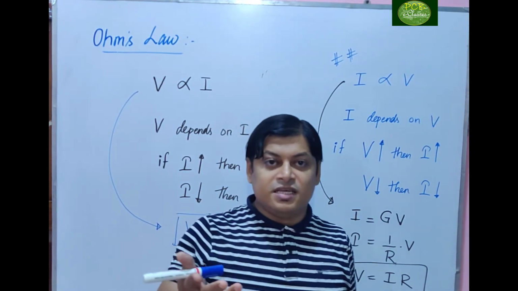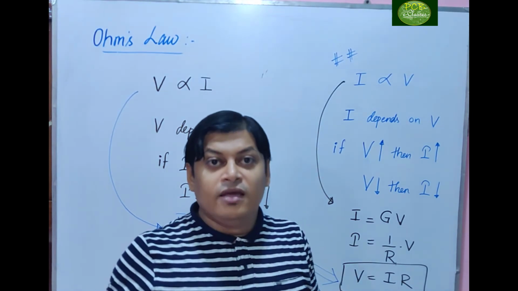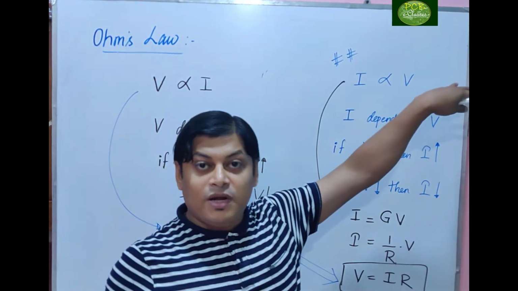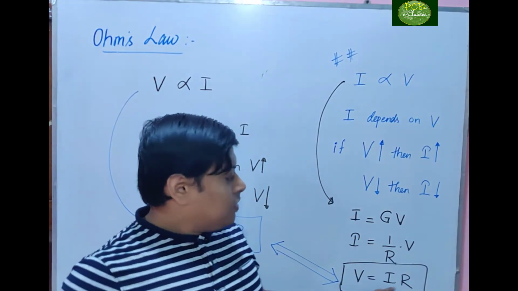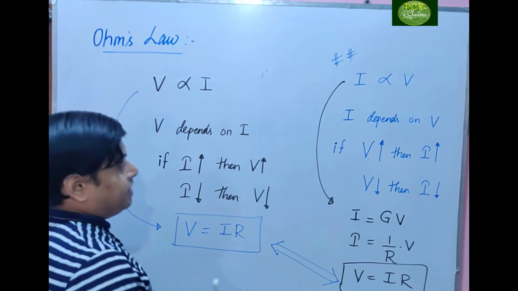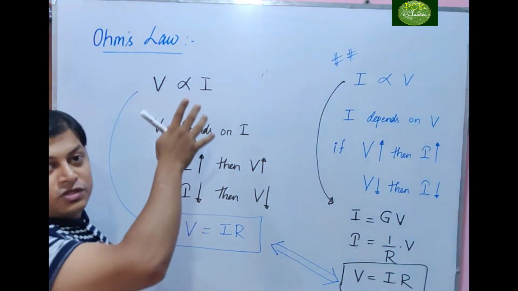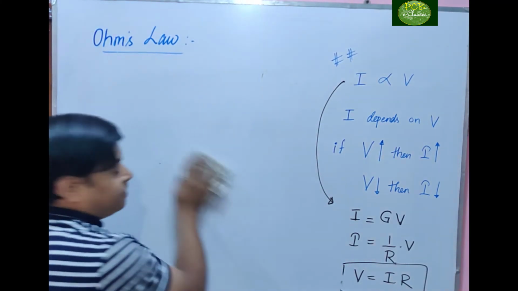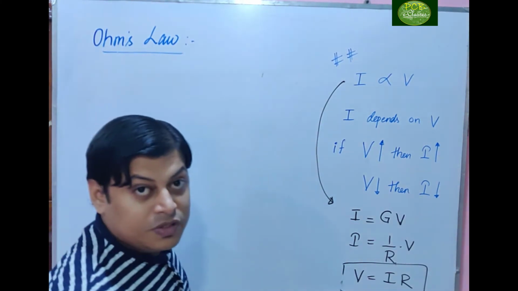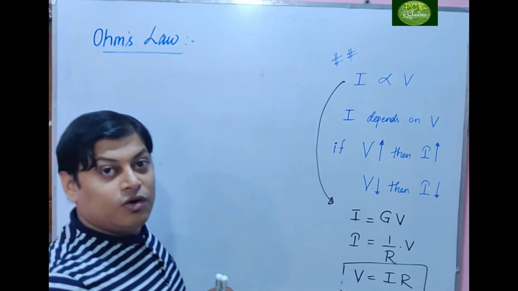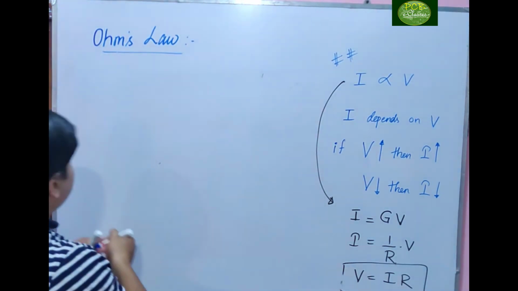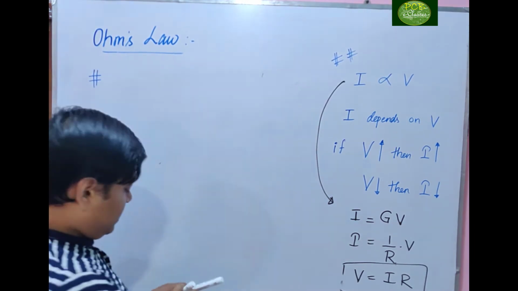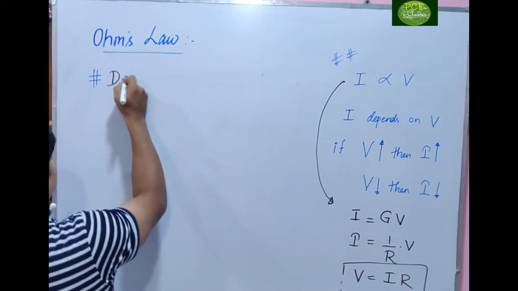Unless the potential is there, there will not be any current in the circuit. So current is proportional to the potential. Fine. So these two things we have to remember, that is I proportional to V and V proportional to I. Now we'll move to another form of Ohm's law, which is said to be the origin of Ohm's law. Origin of Ohm's law means it's the proper definition. What does it state? Definition.